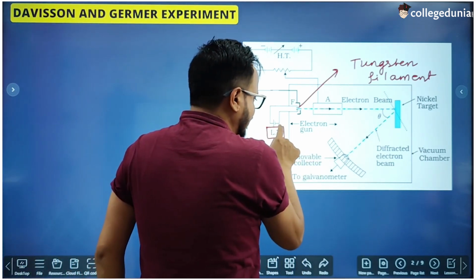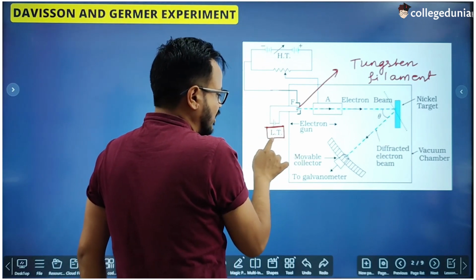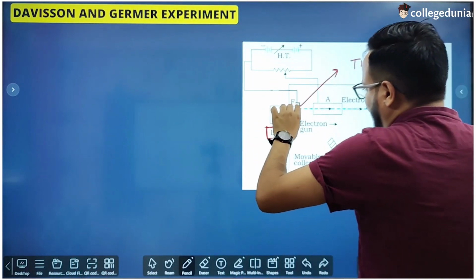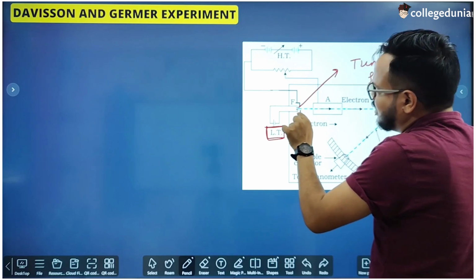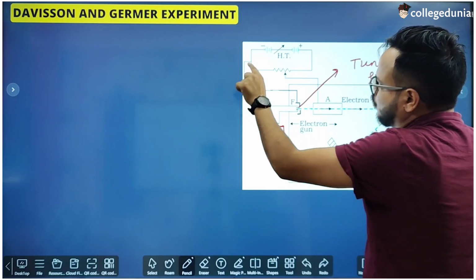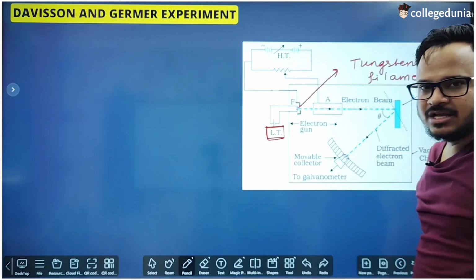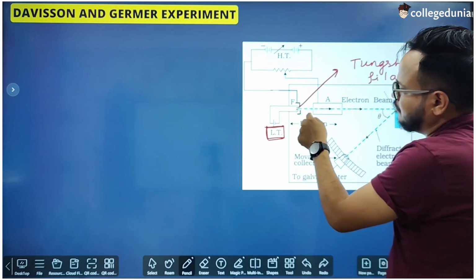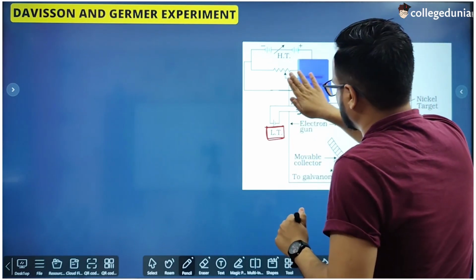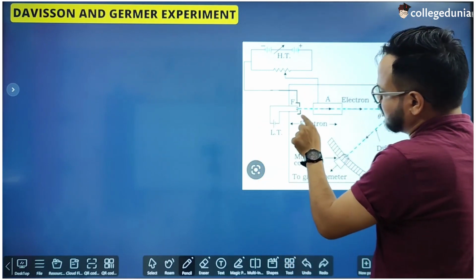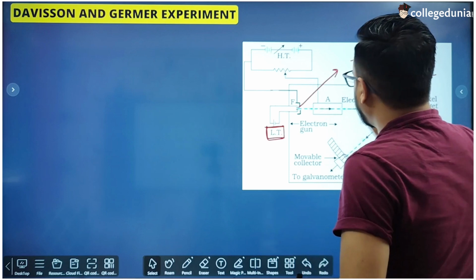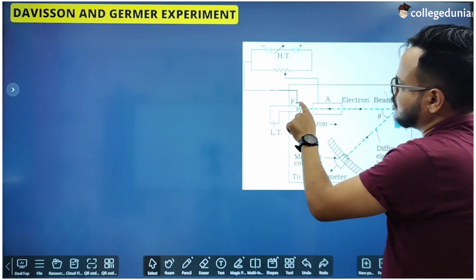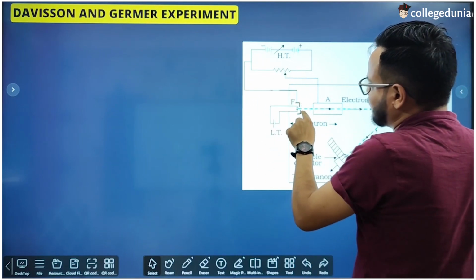So when Davisson and Germer connected it with a low tension battery, it started emitting electrons. This is a cylindrical part which is connected to the negative terminal of a battery, so it acts as a cathode, right? This is a metallic cylindrical part having a hole in between, connected to the negative terminal of the battery, so it acts as a cathode.